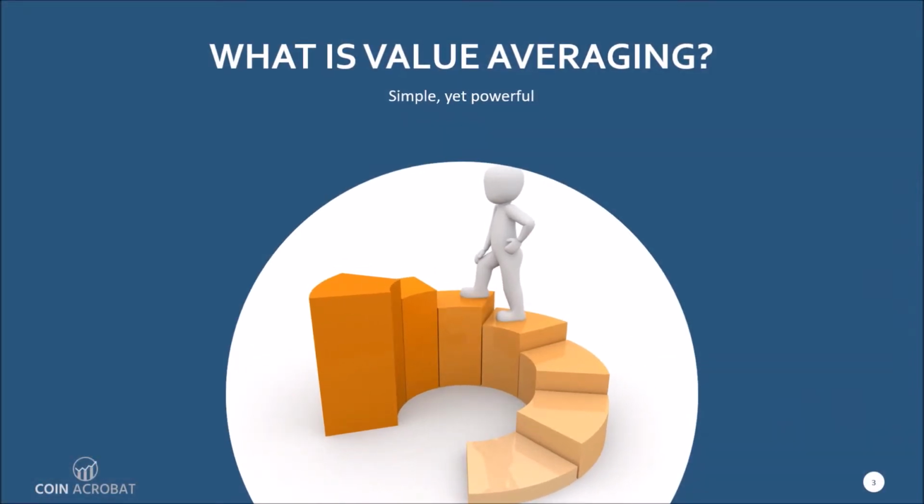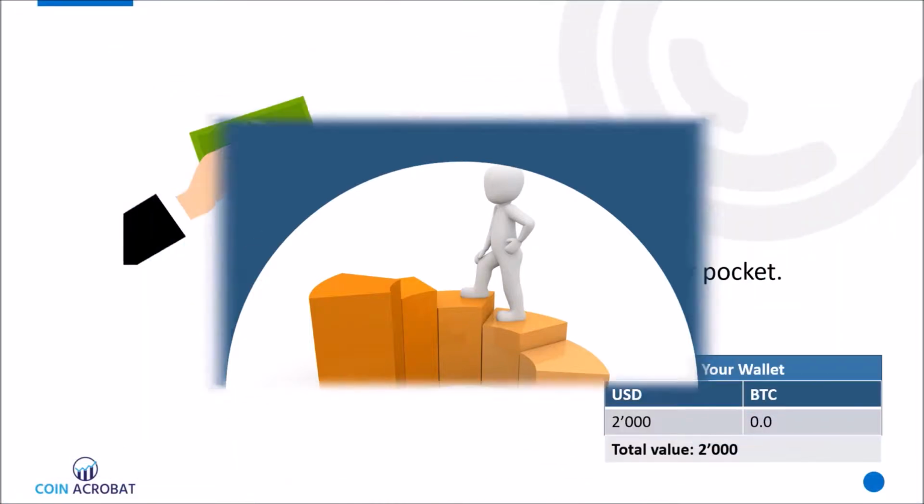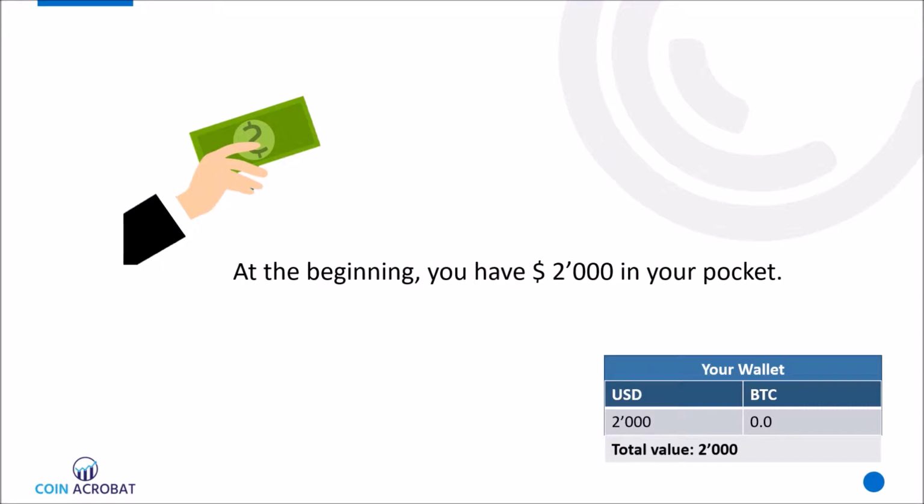So, how does the first strategy make money? It is surprisingly simple. Let me walk you through an example. Let's start with $2,000 you would like to invest. At the moment, the total value of your assets is $2,000 and you have it all in dollar currency.